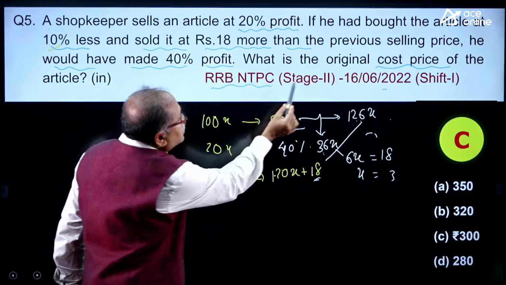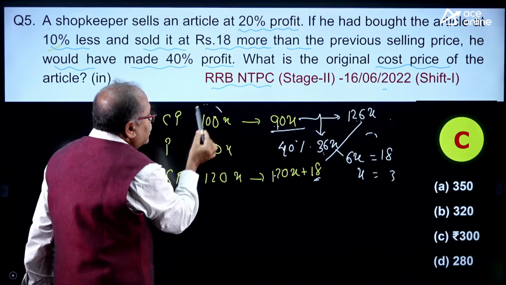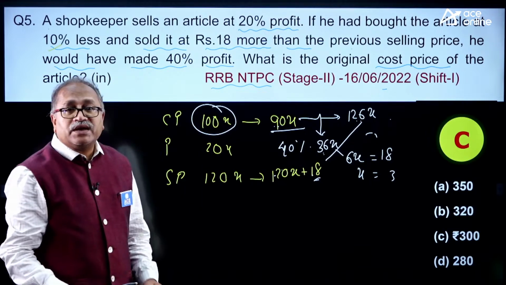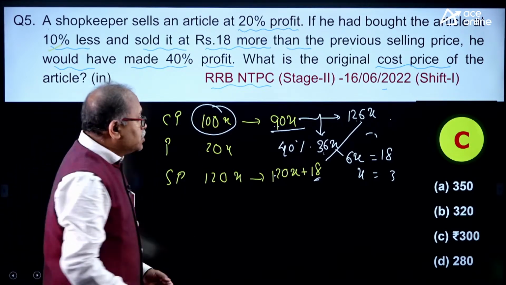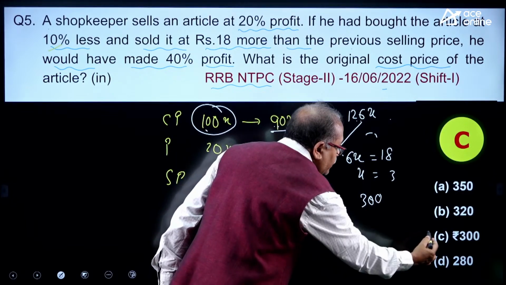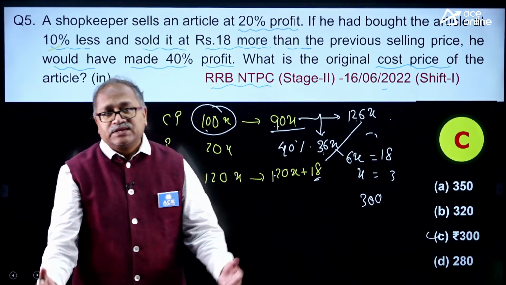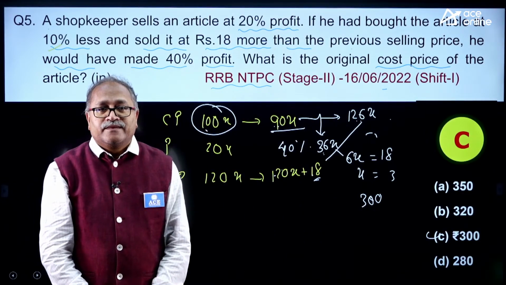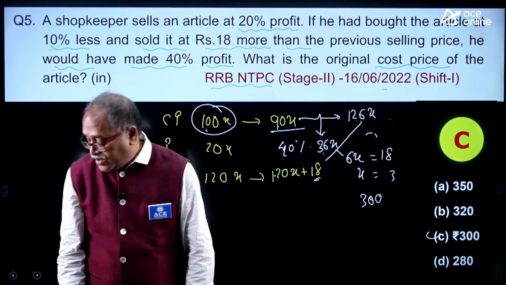Therefore, what is the initial cost price? The initial cost price is 100x. So, therefore, 100 into 3, that comes to 300, which should be my answer. Option choice C. Hope it is clear. Okay.